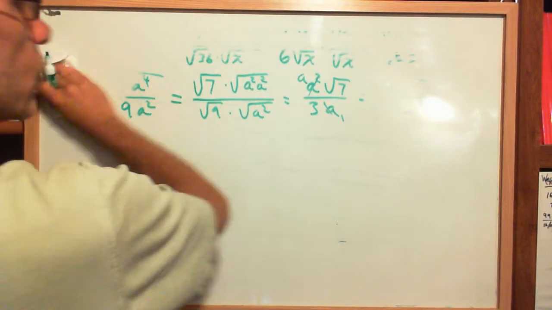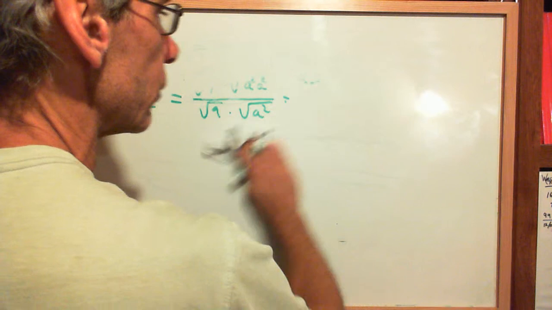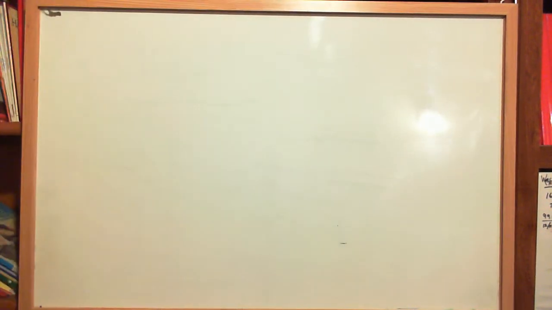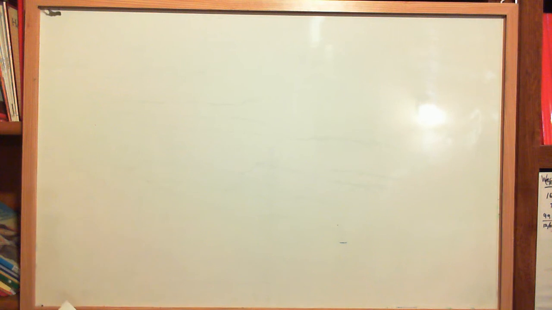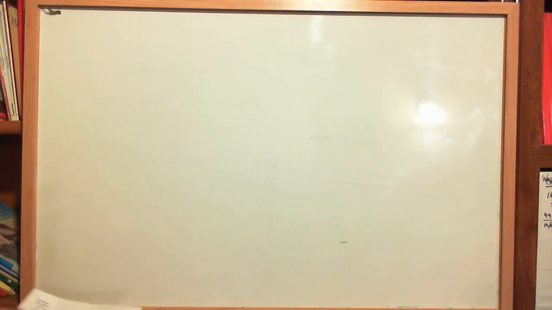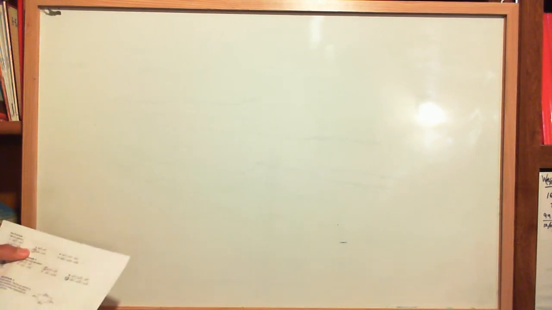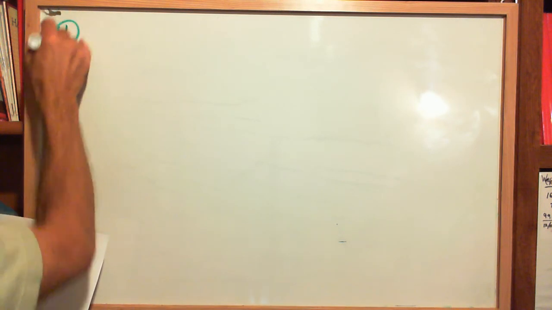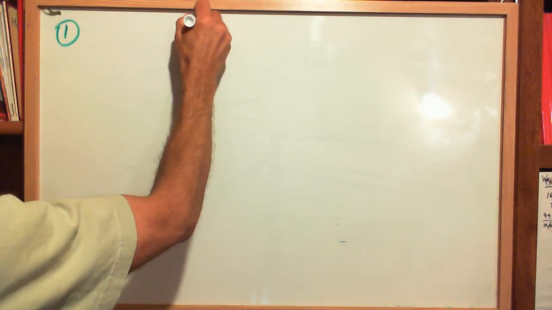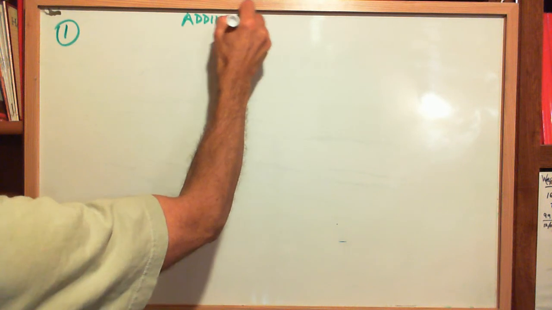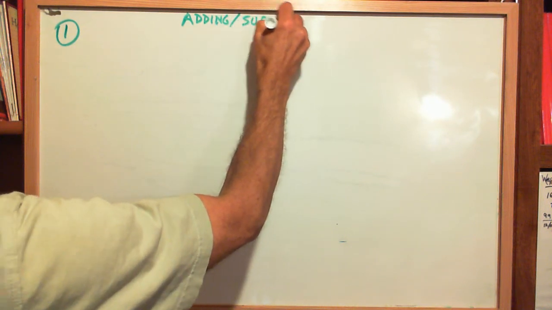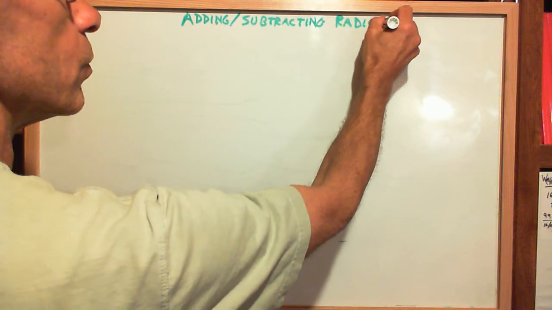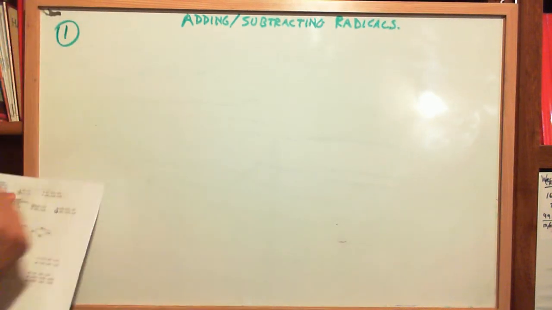Now I want to get into adding, if you recall, adding radicals. Okay, so if we're going to add radicals, let's see, throw that one away. Okay, so let's say we have something like this. I guess I should put a little thing here: adding, subtracting radicals. Just so you know what it's called. Okay, so let's say we do this.